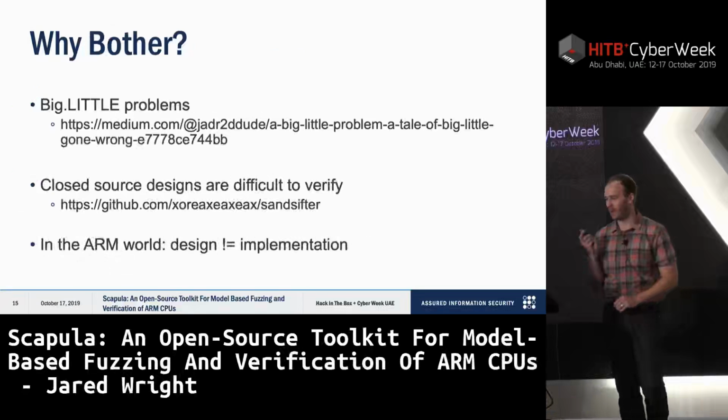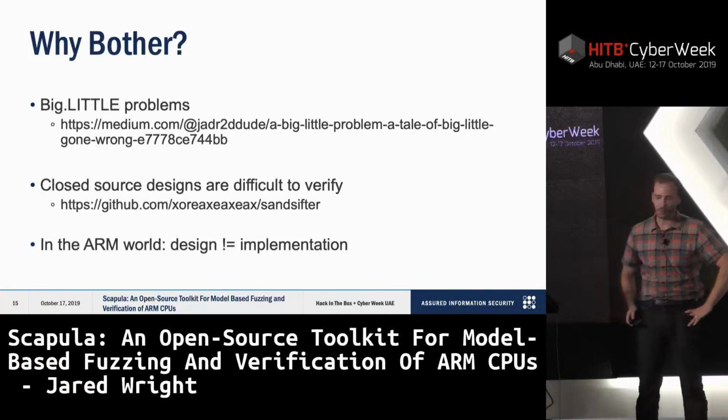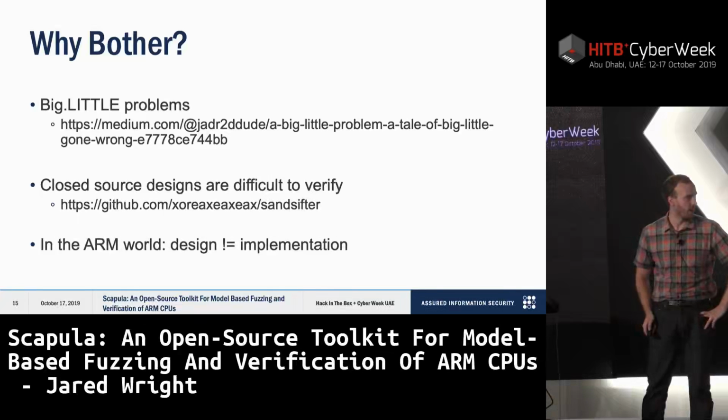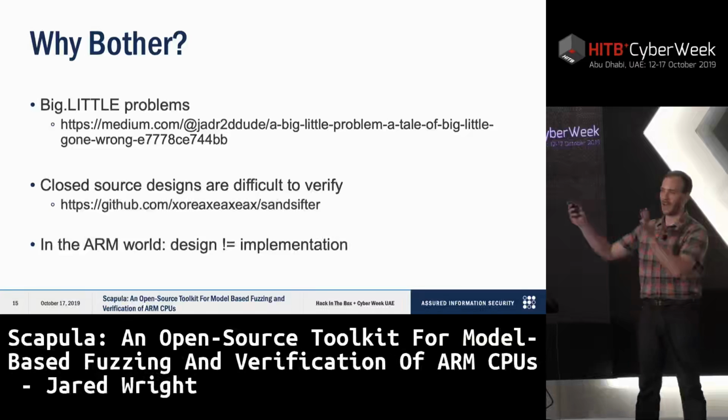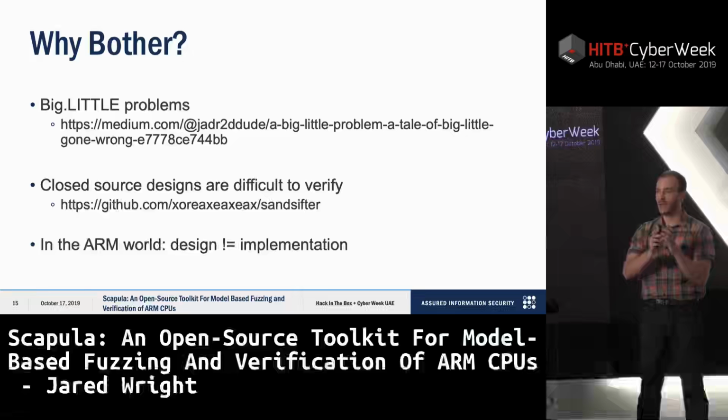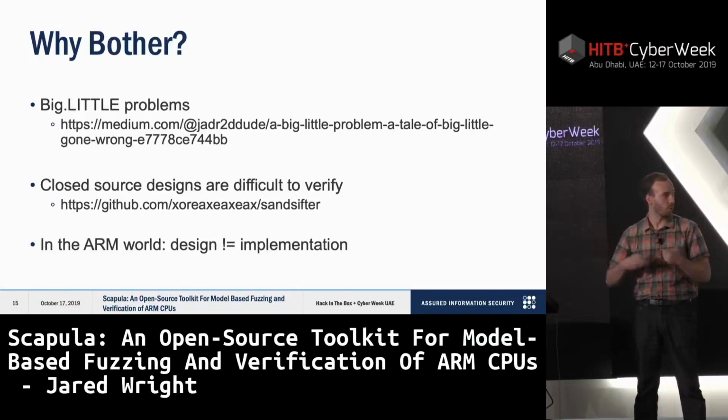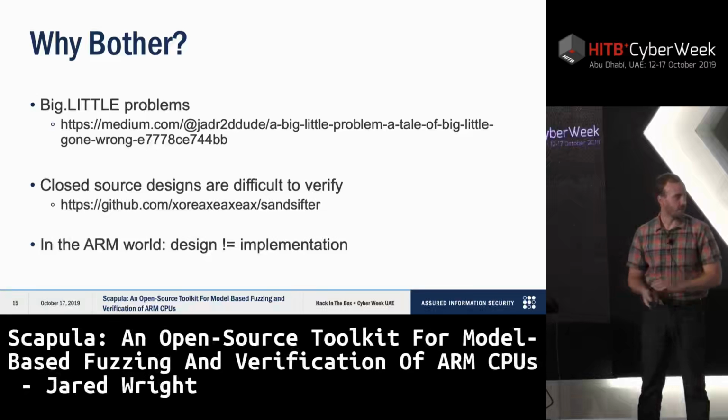So why would you want to bother doing that anyway? Well, I read this interesting article one time. It was called Big.Little Problems, A Tale of Big.Little Gone Wrong. If you're not familiar, ARM has a feature called big.LITTLE. It's when you take a really high performance processor and put it right next to a really power efficient processor, and software can migrate between the two to either save power or run faster.